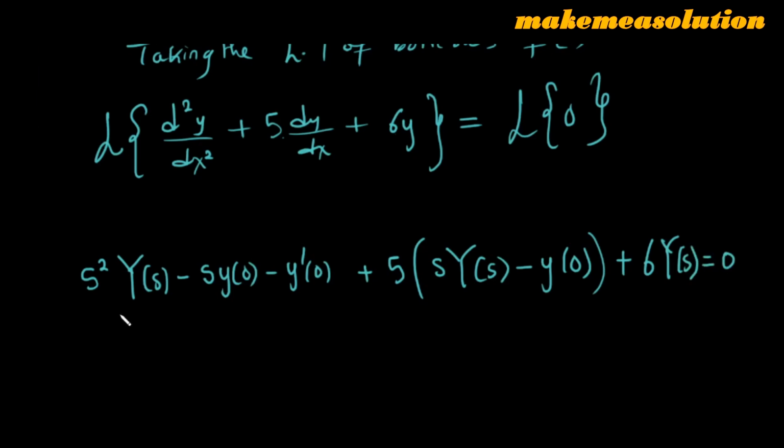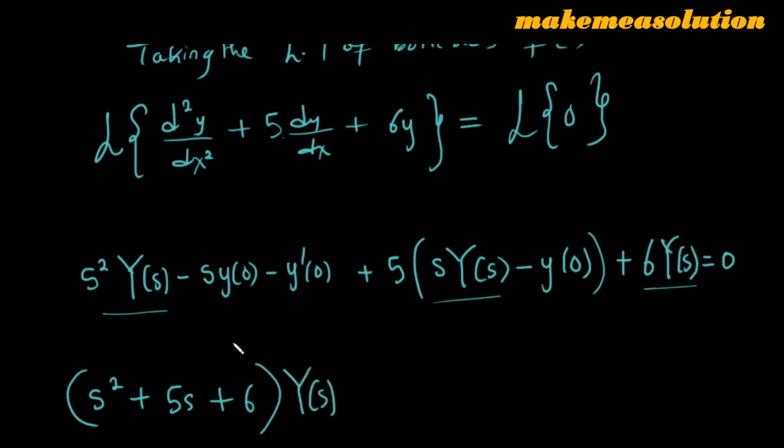Okay, so I'm going to extract all terms having Y of s attached to them, and I'm going to collect other terms together in this fashion. So what I have here is s squared plus 5s plus 6. This is the characteristic equation, and all of them are attached to this Y of s. I hope you understood how I did that. S squared, and 5 times s is 5s, then 6. So you just extract Y of s from there.